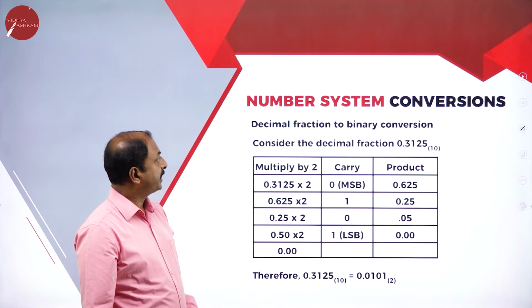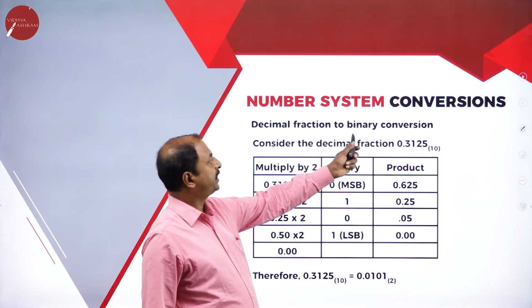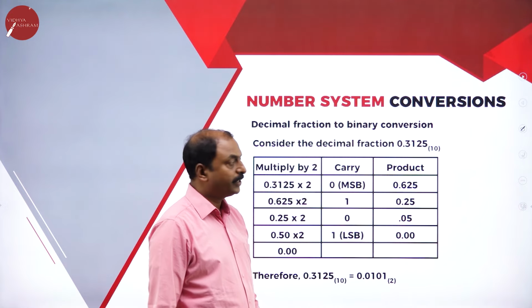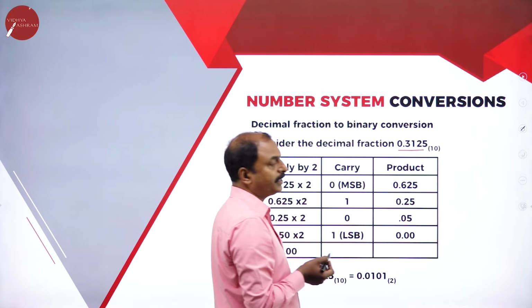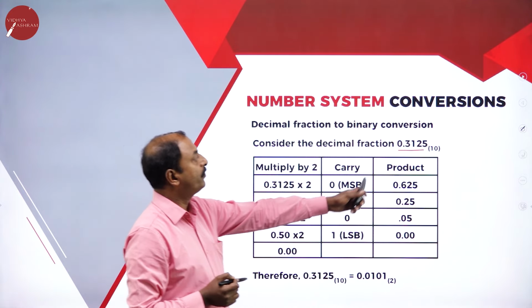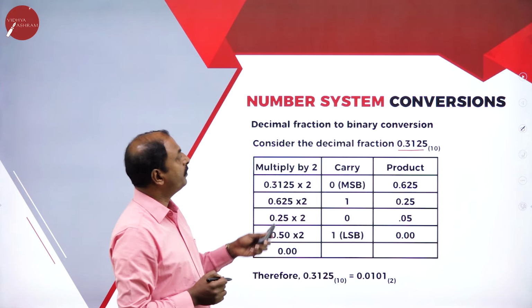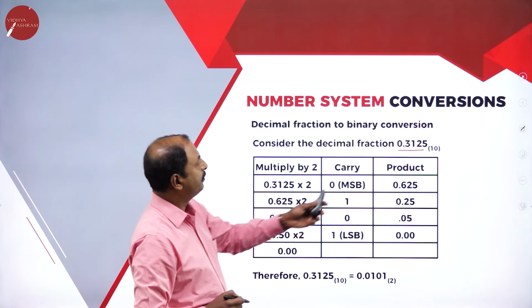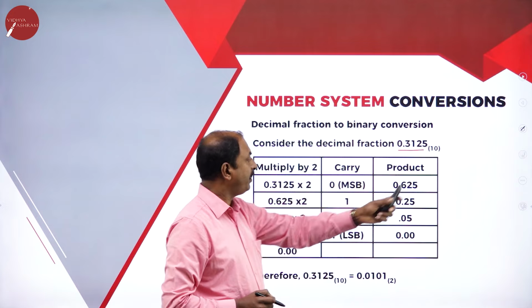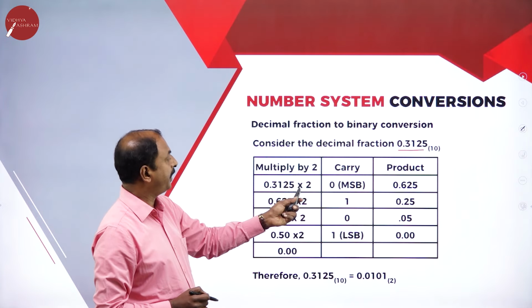Now let us move on to the next slide. Decimal fraction to binary conversion. Observe this number. This is a decimal number of base 10, a fractional number. So how do we convert this into binary? The procedure is, this number 0.3125, you have to multiply this by 2.